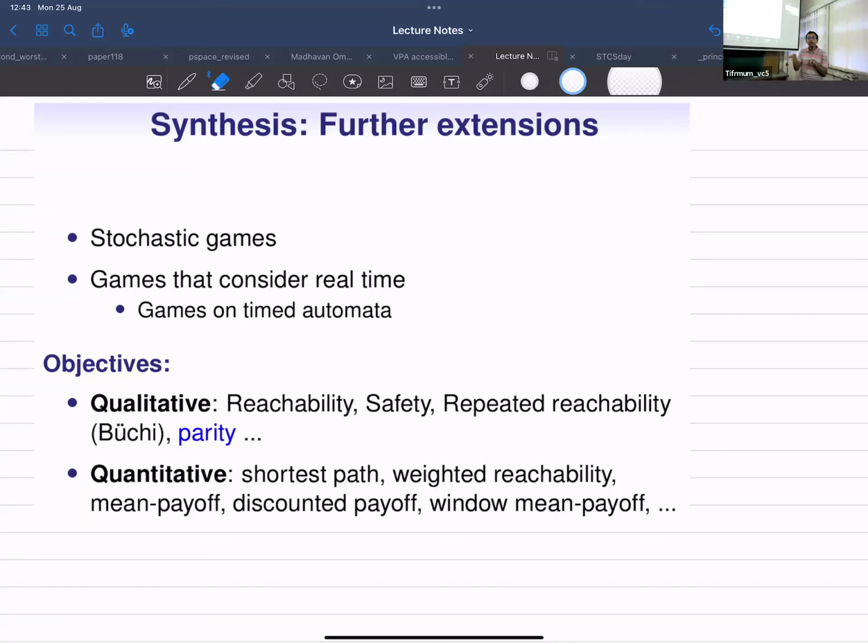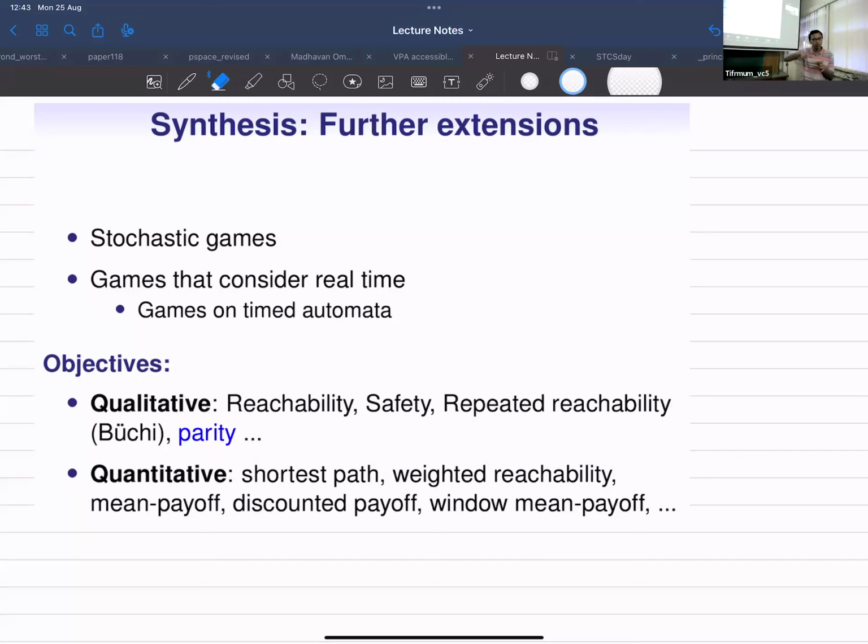So repeated reachability is like a Büchi objective. I just talked about a reachability objective, that you have to go and reach that L3. But if you say that I would like to reach L3 again and again, infinitely often, this is repeated reachability. And then there can be quantitative objectives, like a shortest path, where I would like to reach there by the shortest path.